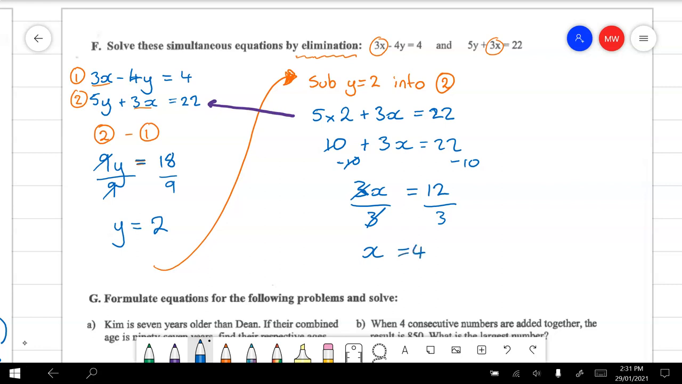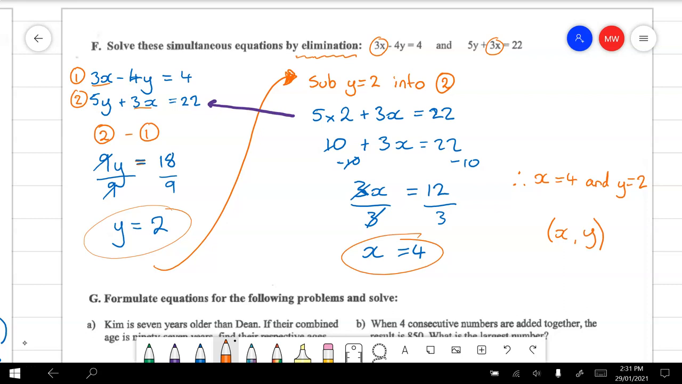Now I've got my answers, this one and this one. And just for my marker, I'm going to come over at the end and say, therefore, x is 4 and y is 2. Or you can choose to answer it as an xy coordinate because that's what it is. And that would look like this. I might just change colours for you. That would look like a final answer of (4, 2).